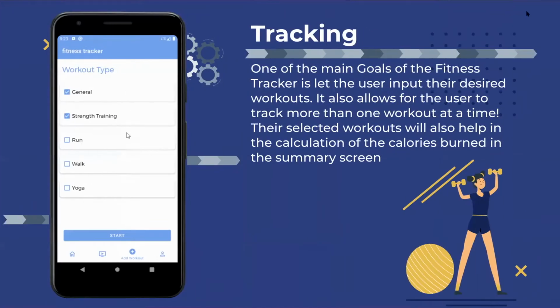So this is going to be the tracking portion of it. So one of the main goals of the fitness tracker is to let the users input their desired workouts. It also allows for the users to track more than one workout at a time. Their selected workouts will also help in the calculation of the calories burnt in the summary screen. And next slide.